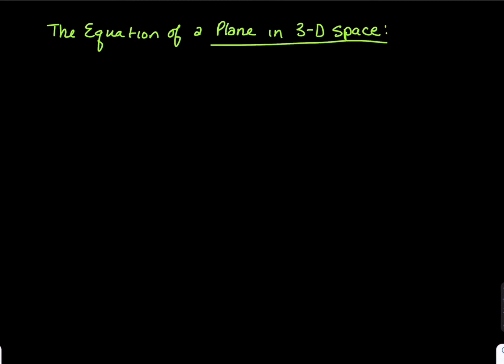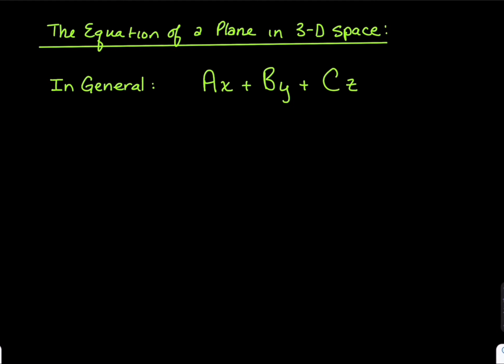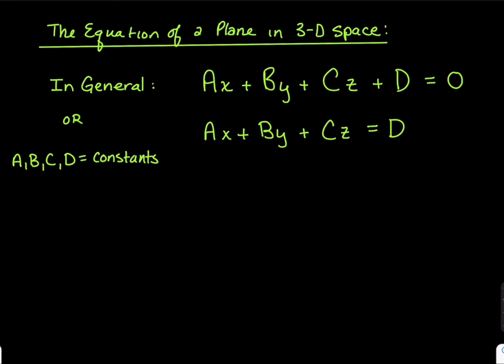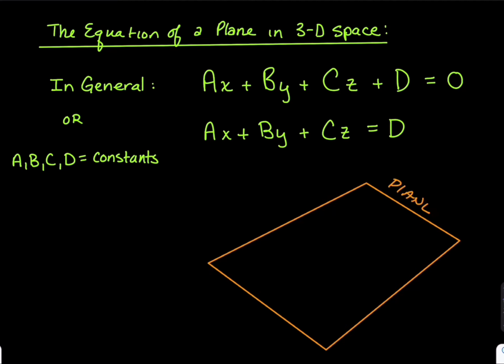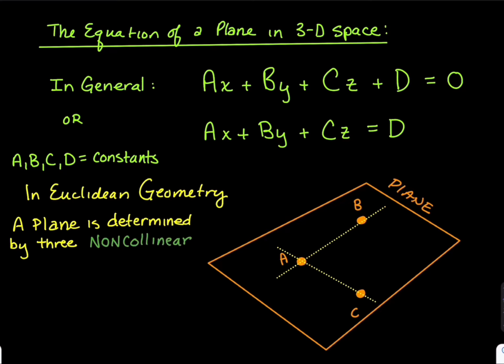What about the curvature of a surface? The simplest surface in three dimensions that we can describe is a plane. ax plus by plus cz plus d equals 0, or an alternative form of this equation, describes a plane in three dimensions. Now in geometry, typically we define a plane by three non-collinear points, that is, three points not on the same line.